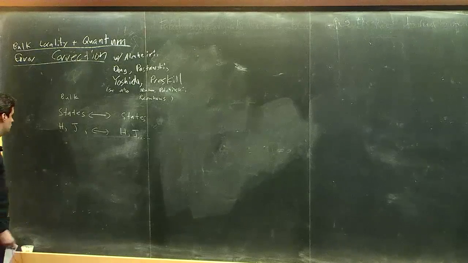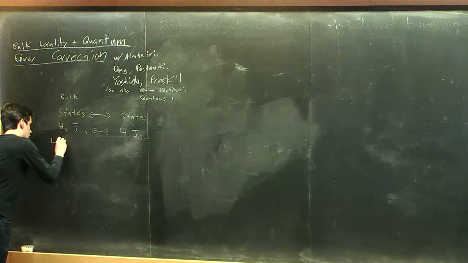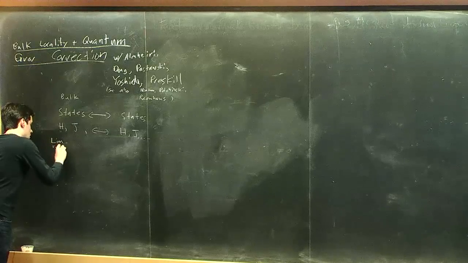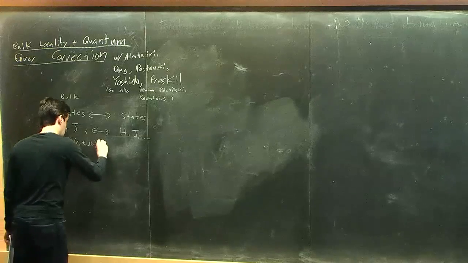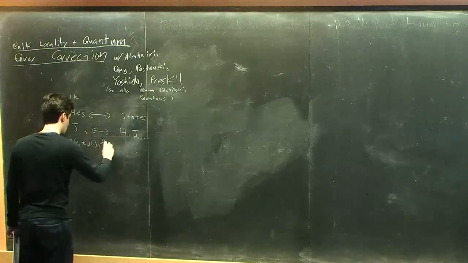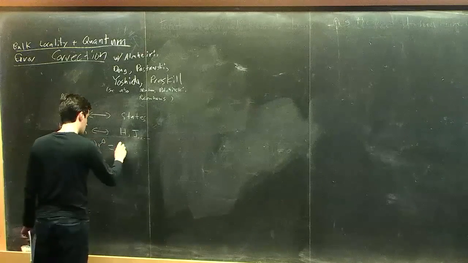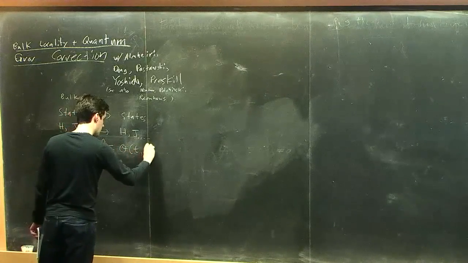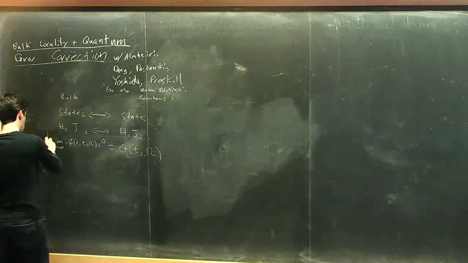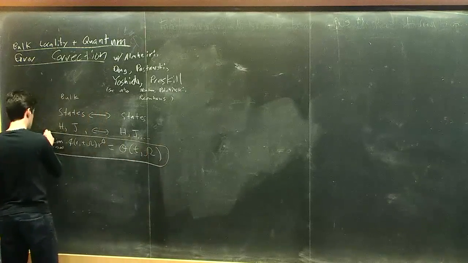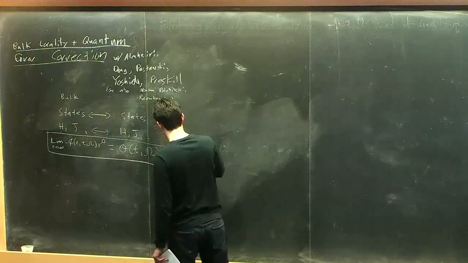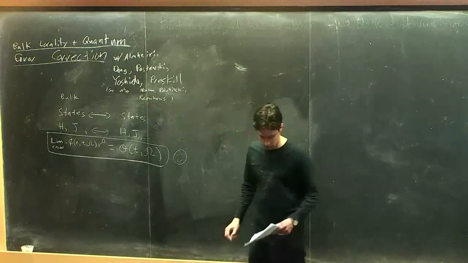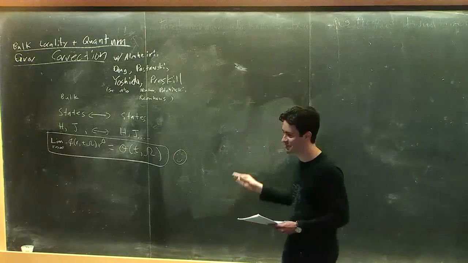But then the thing that I'm going to be starting from today is another line in the dictionary, which says that if I take a local bulk field and I extrapolate it to the boundary with some scaling factor, then I get a local operator in the CFT. This is something, I guess, that Douglas and I started calling the extrapolate dictionary. And here I'll give it a name. Smiley face. I learned that from Shamit.